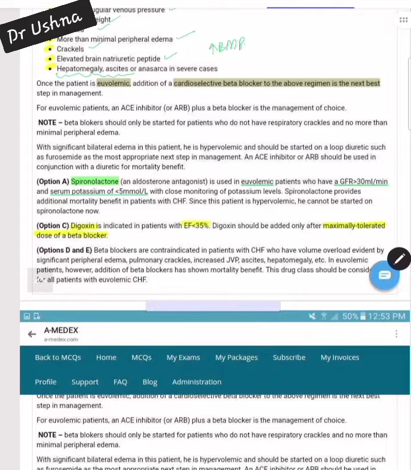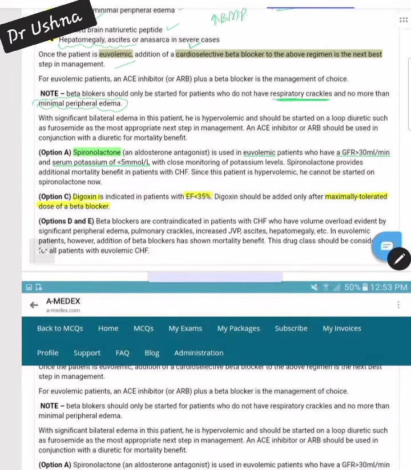But if the patient is euvolemic, then the option can be a beta blocker. In hypervolemia, diuretics are a good option, and in the case of euvolemia, beta blockers are a good option. Beta blockers should only be started if the patient has no respiratory crackles and no more than minimal peripheral edema. So edema is a contraindication to beta blockers, because there you have respiratory compromise, like in this patient. With significant bilateral edema, a hypervolemic patient should be started on a loop diuretic, furosemide. ACE inhibitors and ARBs should be added in conjunction with the diuretic for the mortality benefit.